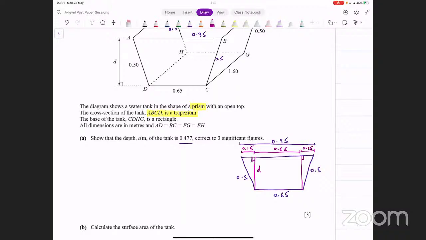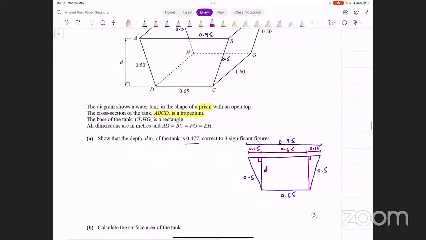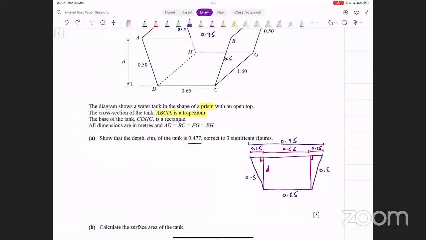अब हम क्या कर सकते हैं, हम ये define कर सकते हैं. We've got a right angle triangle, right? Right angle triangle है, हमारे पास hypotenuse है, एक side है, तीसरी side आप find कर सकते हैं. Pythagoras use कर लें. So we can say d square plus 0.15 squared is equal to 0.5 square, and that's going to give you the result. D equals square root of 0.5 square minus 0.15 squared. Let's see what that turns out to be.